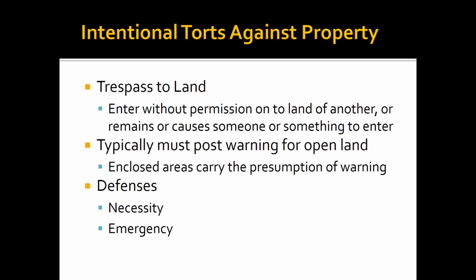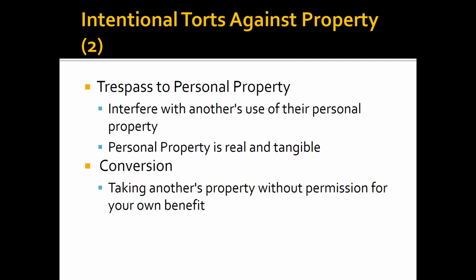Intentional torts against property. One would be trespass to land. Did you go on someone's land without their permission or stay there? Did you stay in a store after they told you to leave? Typically, they have to tell you to leave, or the land has to be posted in a manner that's reasonably likely to come to your attention. And again, these can be criminal acts as well. There are certain defenses. Is it necessary for you to be in that land? Was there an emergency? Did your car run off the road and that's why your car is on my property? Both of those would be defenses.